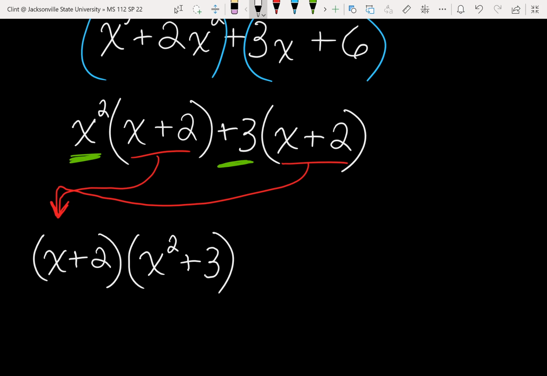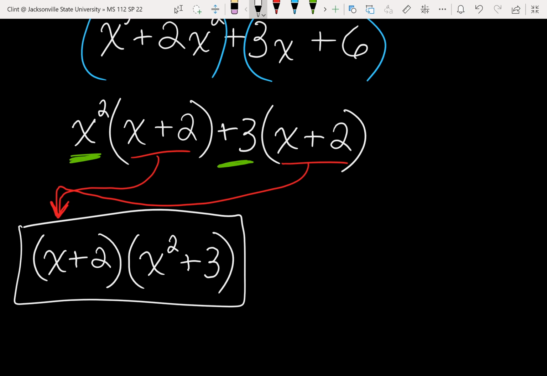A less technical way of thinking about that. Once we get our sets of parentheses to match, then our answer when we're finished is going to be whatever's in the parentheses times the stuff that was outside the parentheses. X plus 2 times squared plus. We're finished. We're factored here. Our factored polynomial.